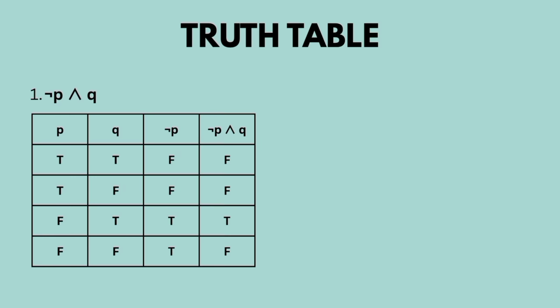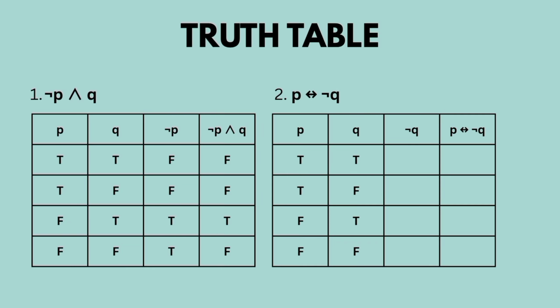Since we found the value of not P, then we can answer not P and Q. If not P is false and Q is true, then not P and Q is false. And if not P is true and Q is true, then not P and Q is true.